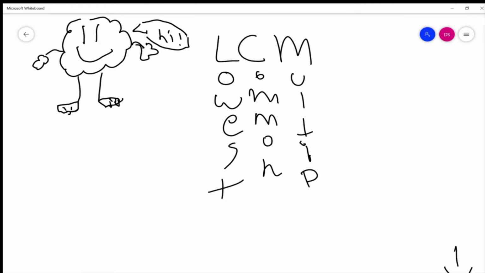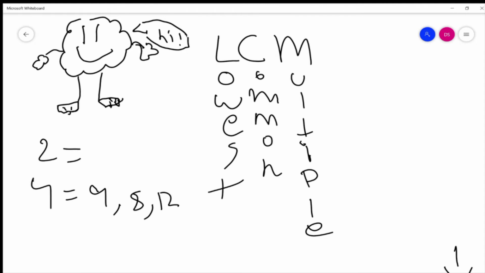We can find the LCM by writing the number down, making an equal sign next to it, and listing down all of the multiples of each number until there is a common multiple between them. In this case, 4's multiples will be 4, 8, 12, and so on. For 2, it will be 2, 4, 6, 8, and so on.